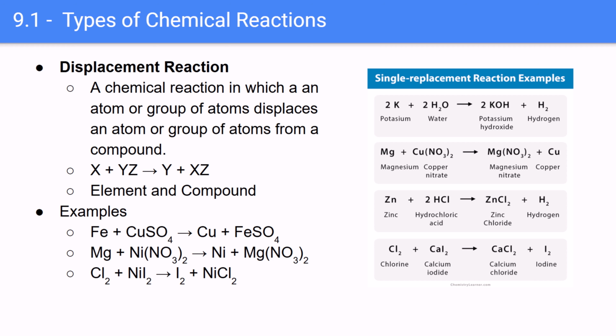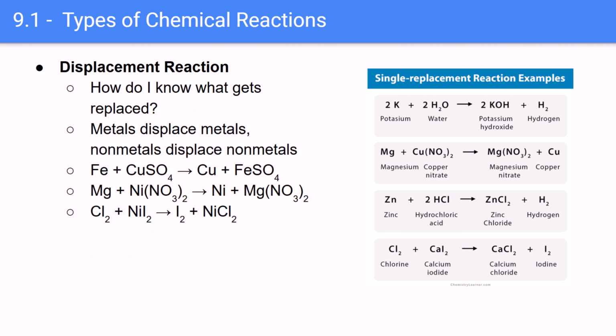Second one there, magnesium. The magnesium replaces the copper. The third one, the zinc replaces the hydrogen. And then the last one, the chlorine replaces the iodine. So you can see here there's a variety of different ways that we can have exchange of chemicals. But the big thing to keep in mind here is that it is more than likely going to be just an element plus a compound, and we get an element and compound as a product. One of the elements has essentially switched places with what you find in the compound.